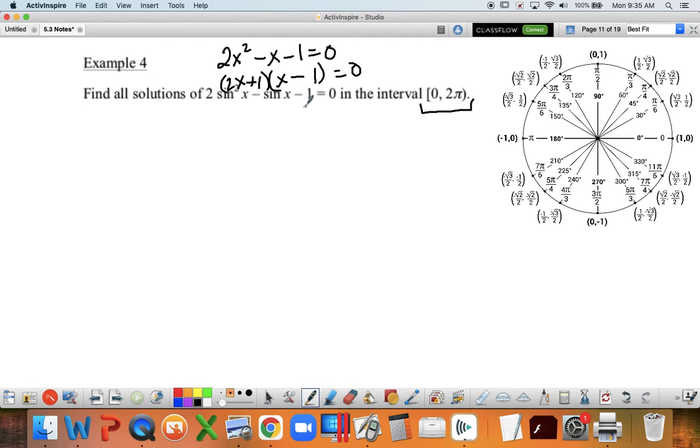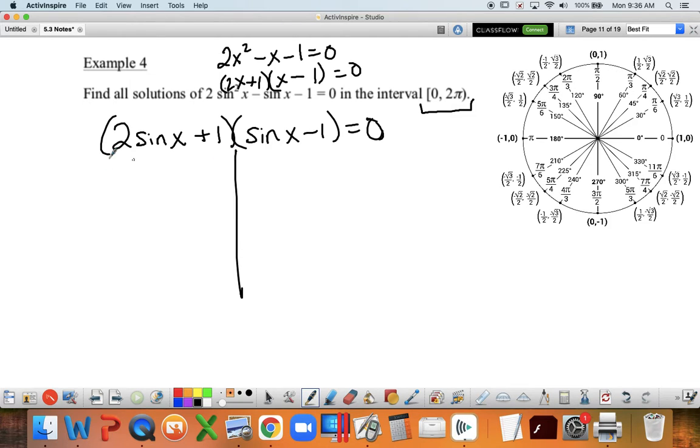So because this quadratic factors this way, it's also going to factor, but instead of x, it's going to be 2 sine x plus 1. And instead of x minus 1, it's going to be the sine of x minus 1. I know all that factoring that you did in pre-calculus and algebra 2, hopefully it's paying off because we're still going to use it. So now we've factored this equation. I'm going to set each factor equal to 0.